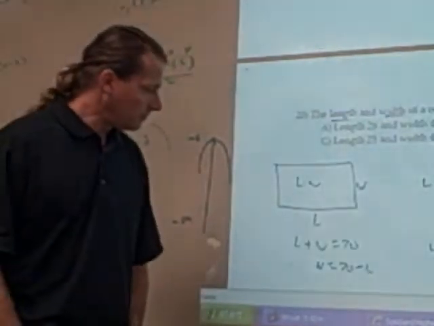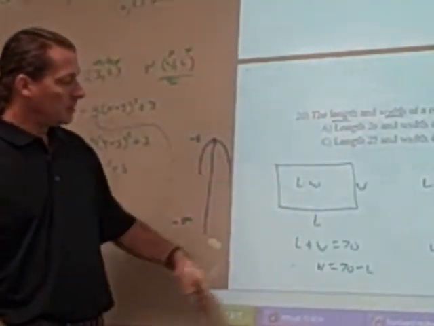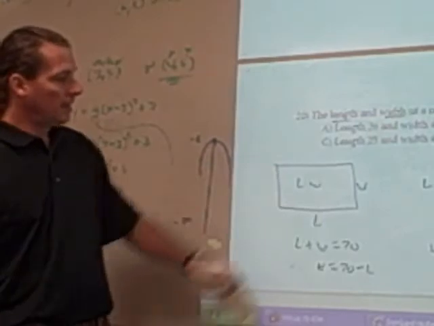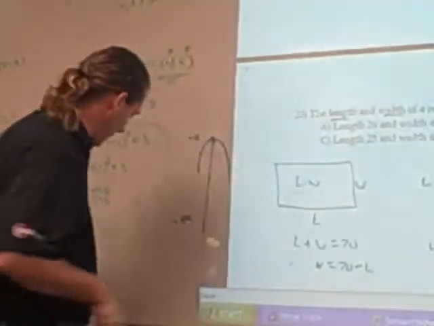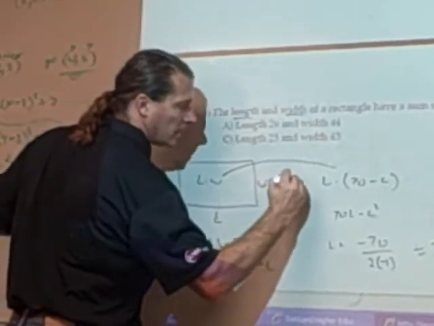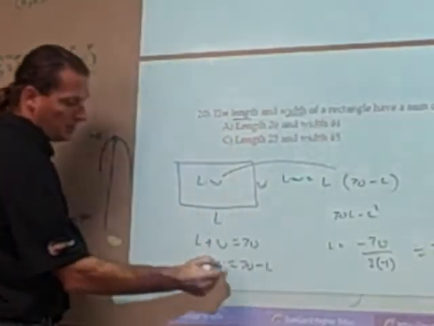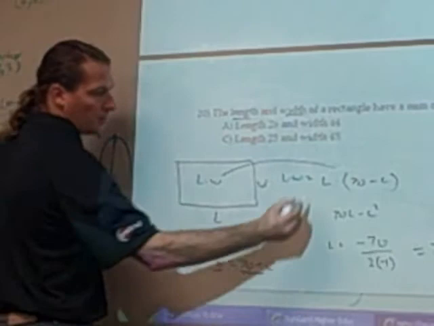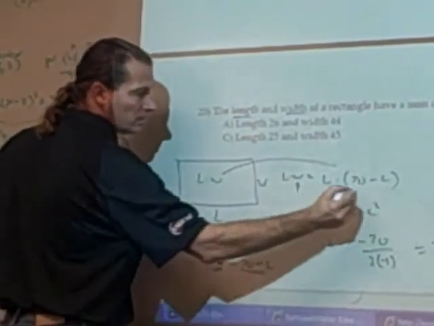How did you get that? The L times 70. Where? The top or the second. L times 70 minus L? Sorry, I guess from here. I should have probably wrote that. This is L times W equals, here's W in terms of L. So this turned into that.